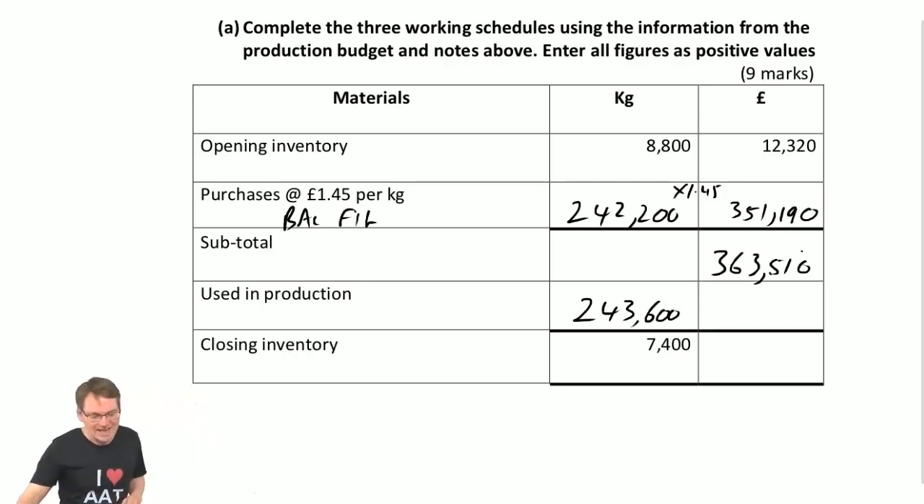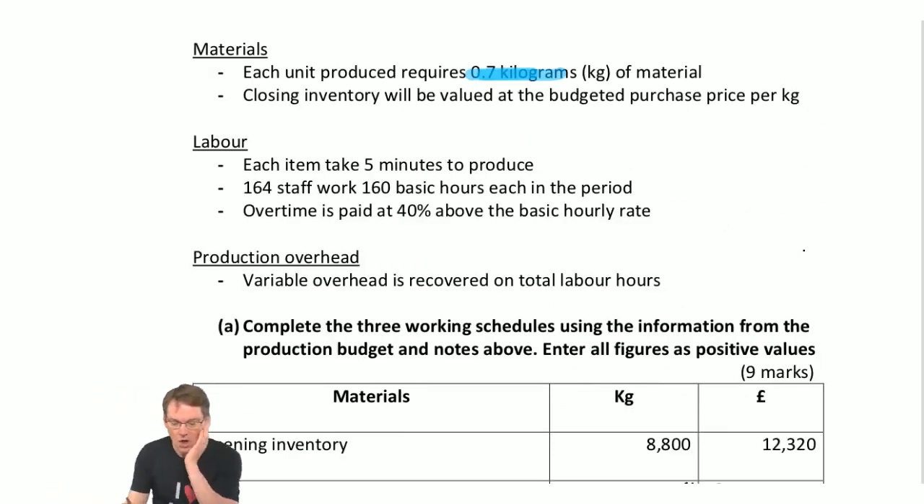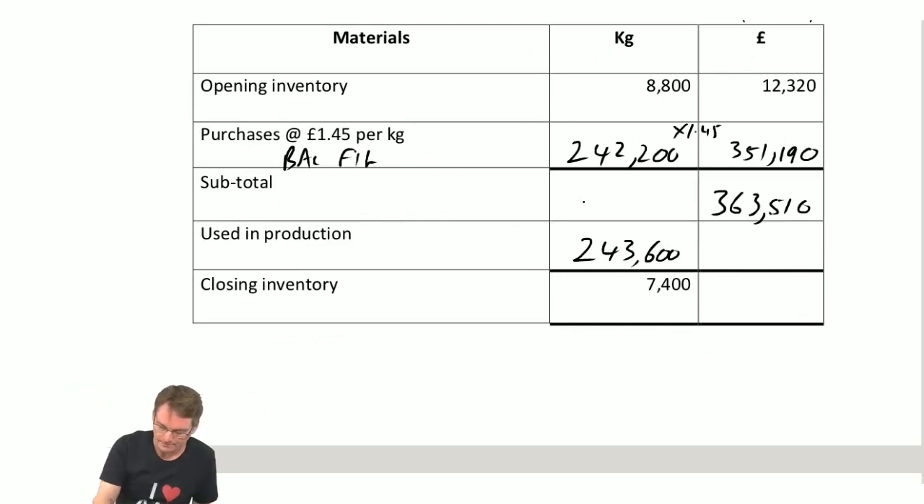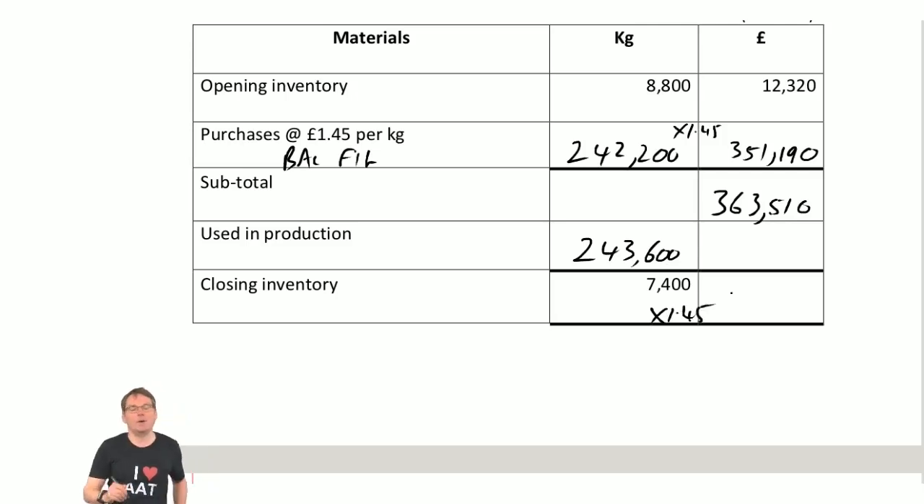Now, the question says, closing inventory will be valued at the budgeted purchase price per kilo. So in other words, whatever they are expecting to pay per kilogram during the month, that's what the closing inventory will be valued at. Well, we've just said they're expecting to pay £1.45. So our closing inventory will be valued at 10,730.